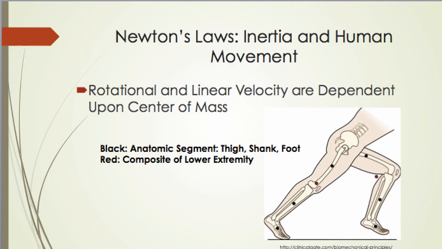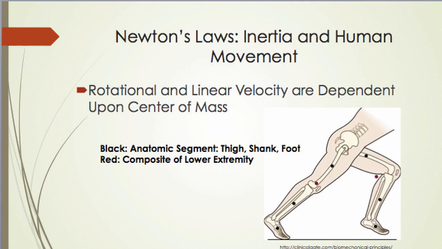So the red dot is a composite center of mass for the entire lower extremity. It lies here just above the condyles. However, the left leg looks like perhaps they're doing a calf stretch or they're getting ready to run. The left leg, you'll notice that the center of mass for each component of the body, the thigh, the shank, and the foot, are identical.